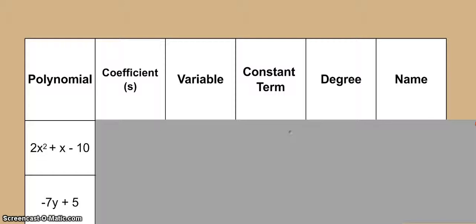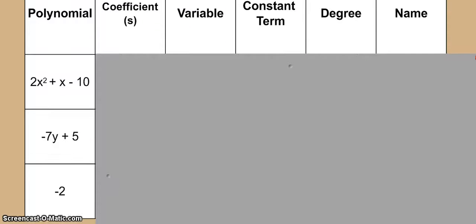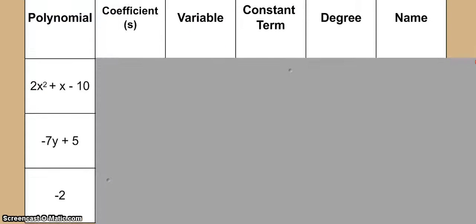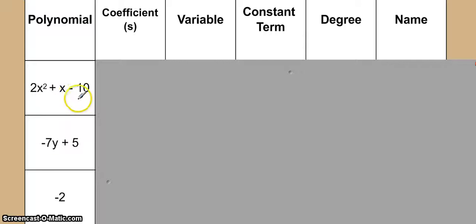This video is an introduction to polynomials. In this table, you have three examples of different polynomials. You have a polynomial written here, here, and here. It is important when you're given a polynomial that you can identify the coefficient, or sometimes there's more than one, the variables, the constant term, the degree, and you should also be able to name the polynomial.